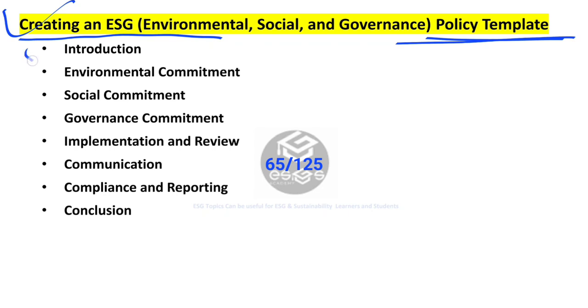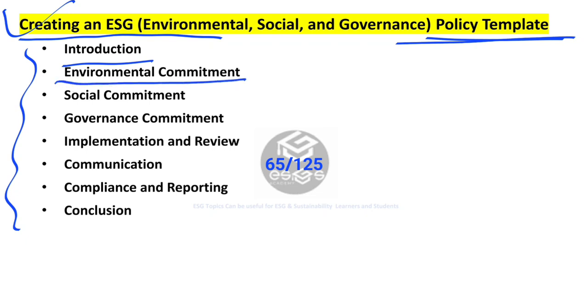So there are certain components. Let us start one by one. Introduction. In introduction, what we write, generally you can write the organization name, which recognizes the importance of integrating environmental, social, governance considerations into their business strategy and operations. Also, the organizations write that we are committed to foster sustainable development, promoting ethical practices, and enhancing transparency and accountability in all aspects of their business.